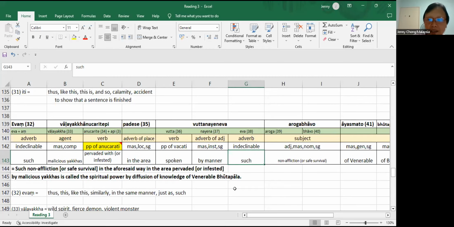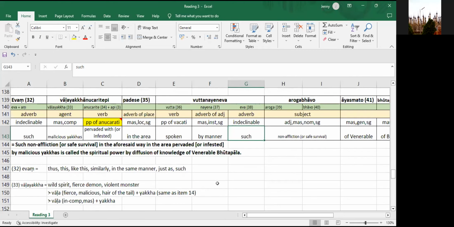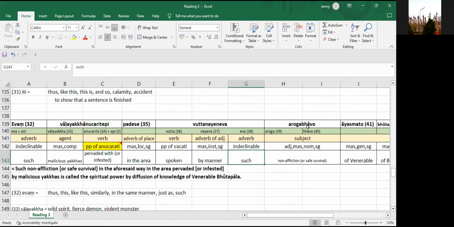I think that's the end. Actually, you should start from the subject. What is the subject here? The main subject, yeah. Aroga Bhavo. Okay, so Aroga Bhavo. So what is the subject complement? Subject complement. Aroga Bhavo.